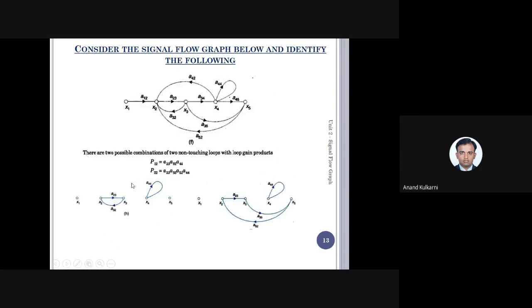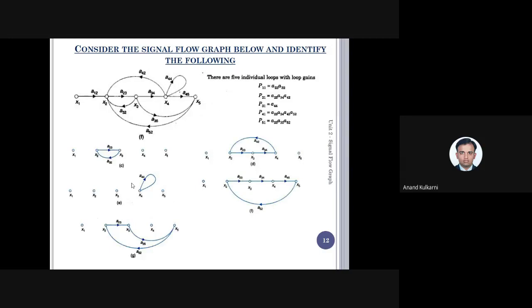Then are there any non-touching loops? Yes, there are some non-touching loops. What are those? We'll discuss. Is this point clear? What are the loops which are there? Whenever you are taking the loops, consider the normal loop as well as the self loop, because there is no bifurcation of different loops. Both have to be taken into consideration.